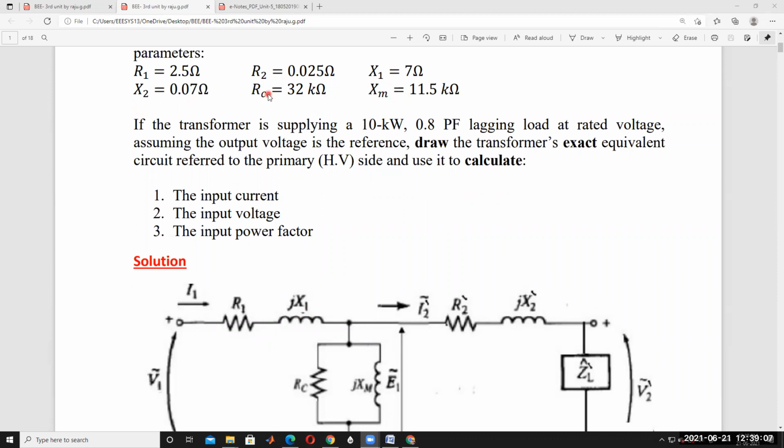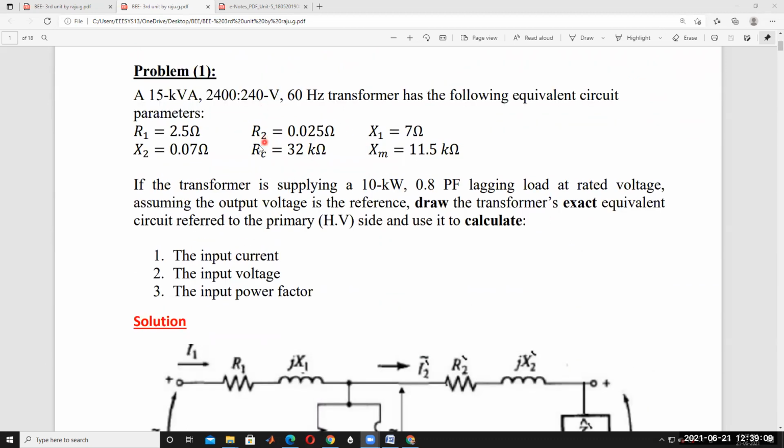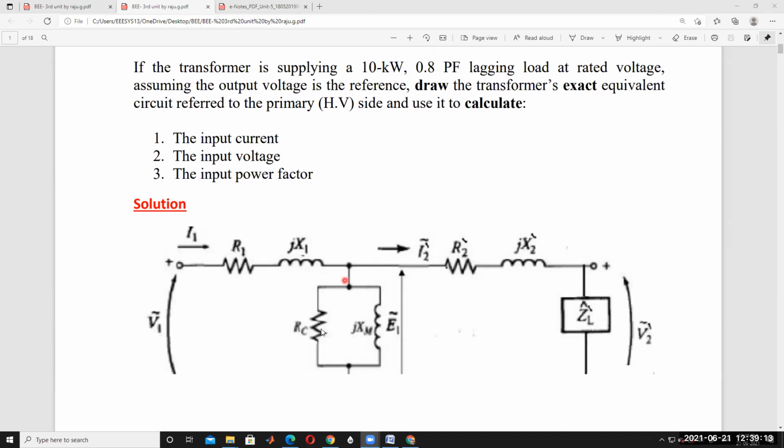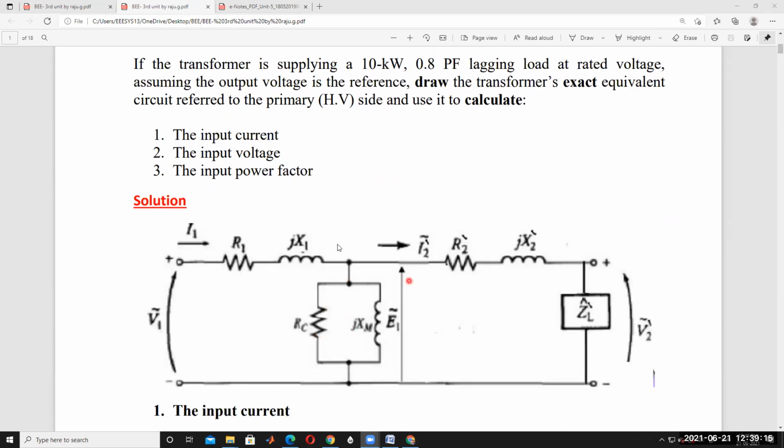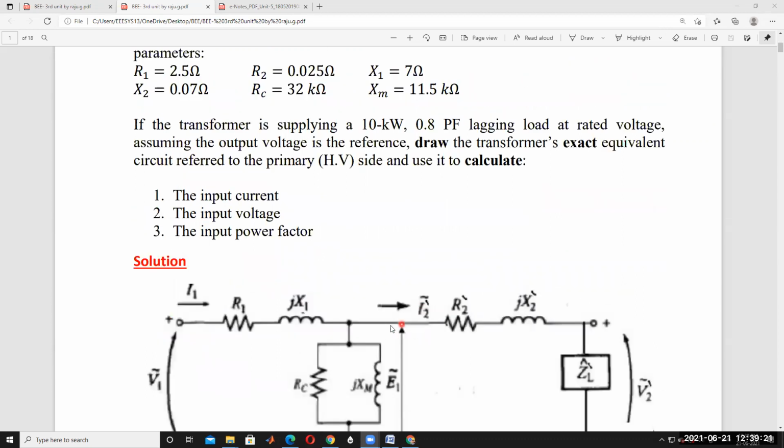These are called no load branch parameters. RC and XM are the no load branch parameters, connected on the primary side. So RC and XM. Well, this is the circuit diagram referred to the primary side. Okay, primary side, referred to the primary side.